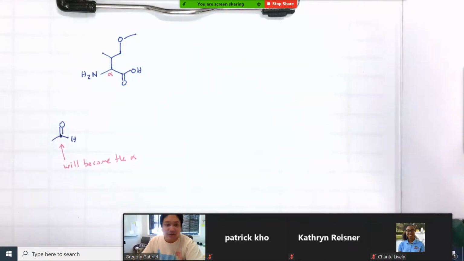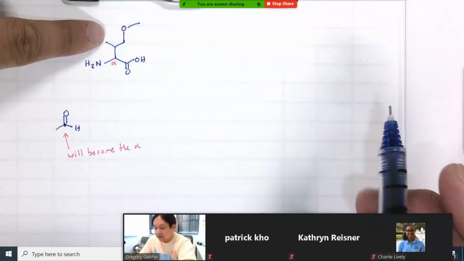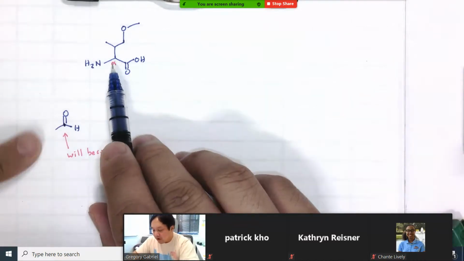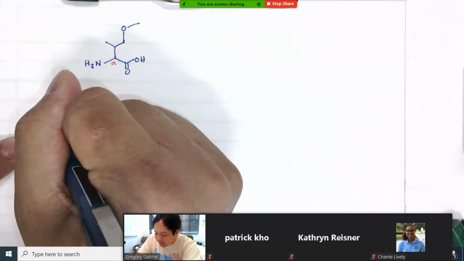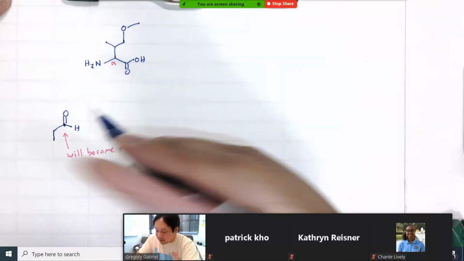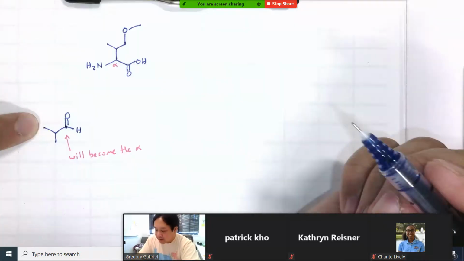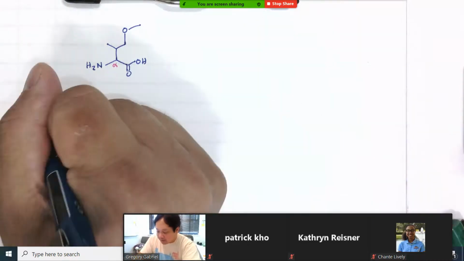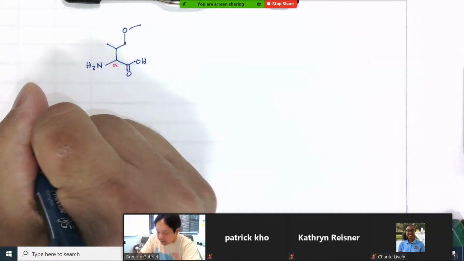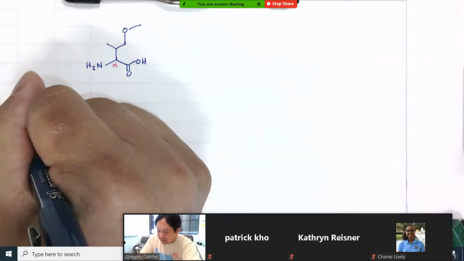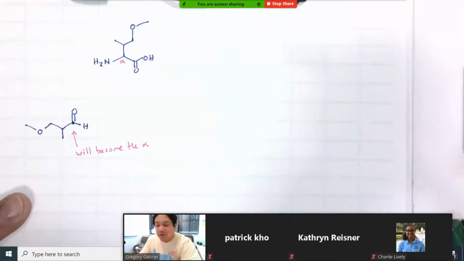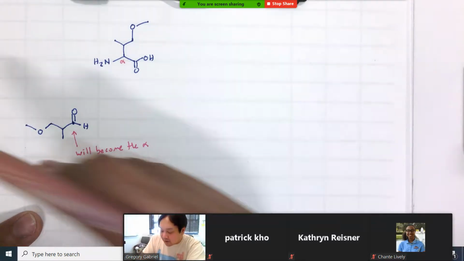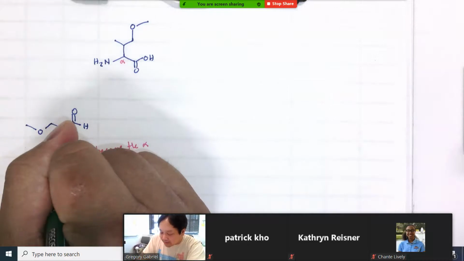So what do you have to match? You have to match the R group. So the dot is right there. We have a carbon. That next carbon has a CH2 group. That CH2 group is connected to an O, and then that O is connected to methyl. If you did this correctly, your starting material for your Strecker has to be an aldehyde. Has to be.